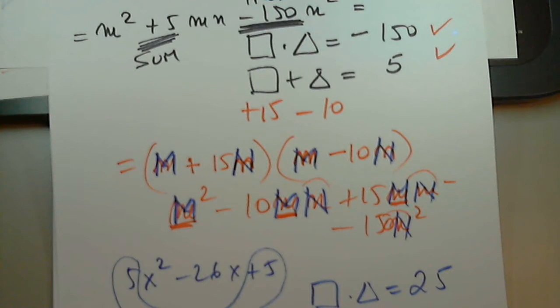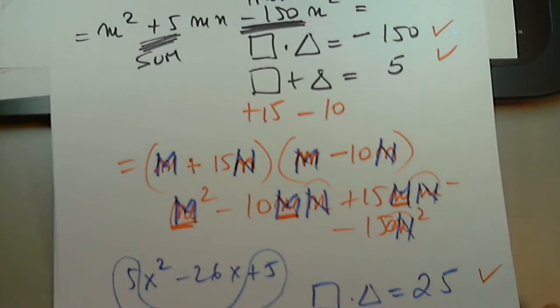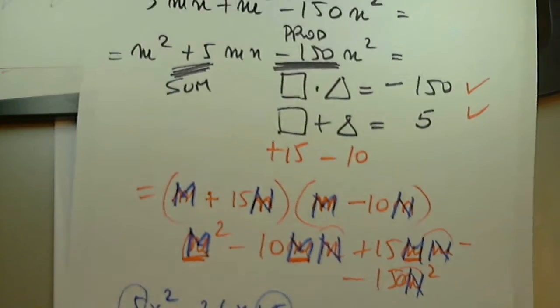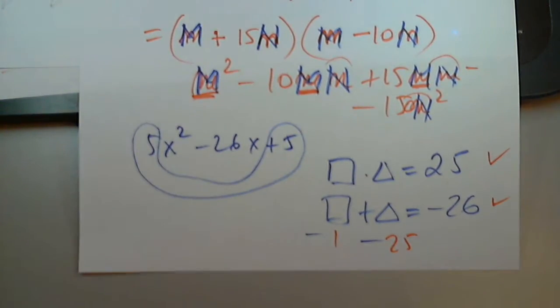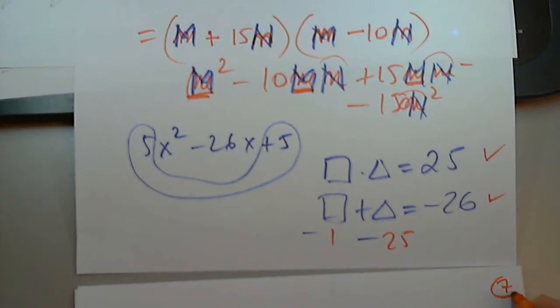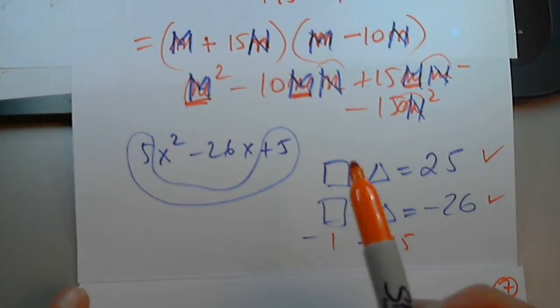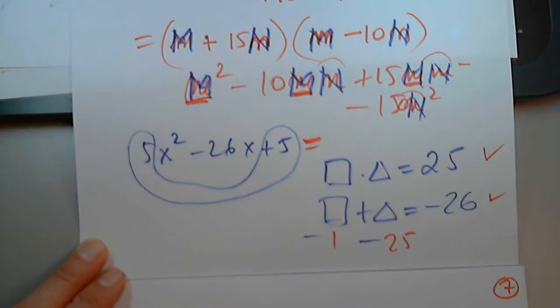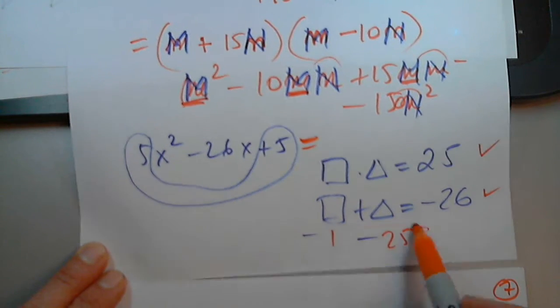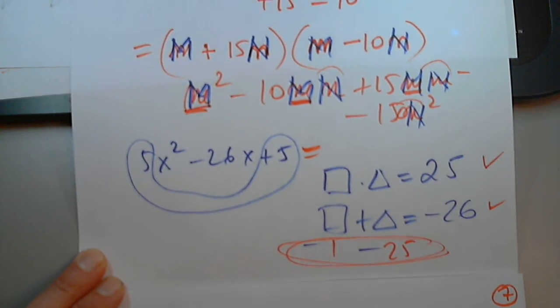-1 times -25 is 25. -1 minus 25 is negative 26. Both conditions are fulfilled. However, there is an intermediate step here which we did not have before. Here's the intermediate step. I will have to change the expression using these two numbers. Here's how. 5x squared minus x minus 25x plus 5.